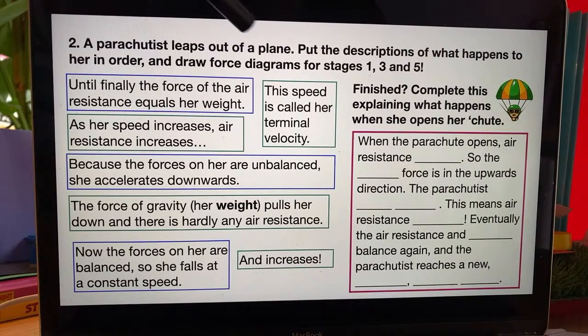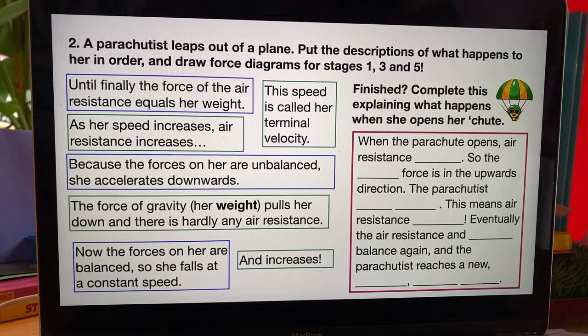So a parachutist leaps out of a plane, what happens next? Is it until finally the force of the air resistance equals her weight? Is it this speed is called her terminal velocity? Is it as her speed increases, air resistance increases? Another one is, because the forces on her are unbalanced, she accelerates downwards. Another one is, the force of gravity, her weight, pulls her down and there is hardly any air resistance. Another one is, now the forces on her are balanced, so she falls at a constant speed. And the last box just says, and increases.